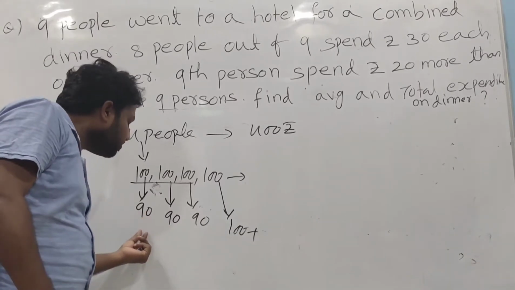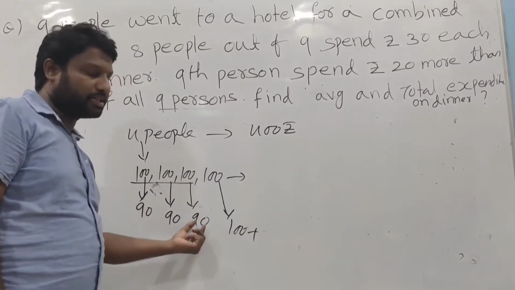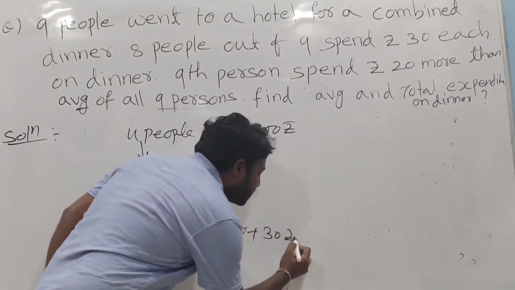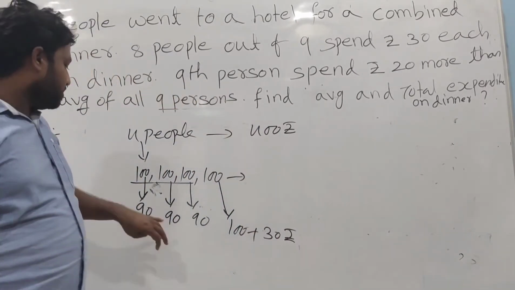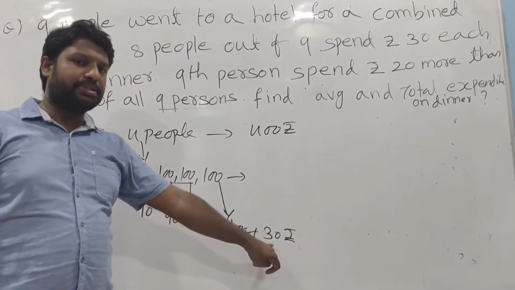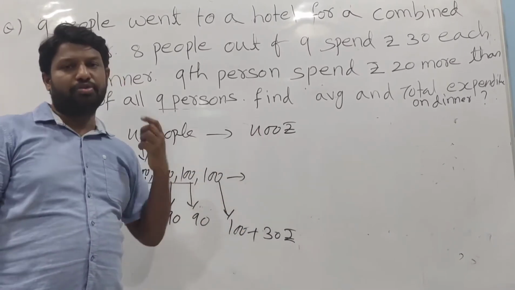This person gave 10 rupees less, this person also 10 less, this person also 10 less. Now this 4th person contributed 30 rupees more. They contributed 90, 90, 90, which is 270. He contributed 100 plus 30, so 130 rupees. Total is 400 rupees.